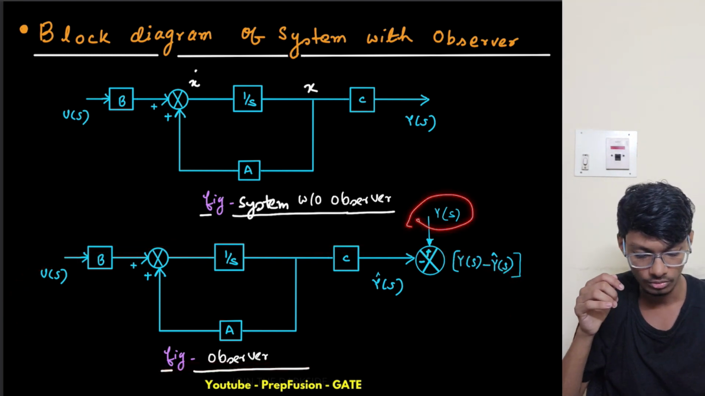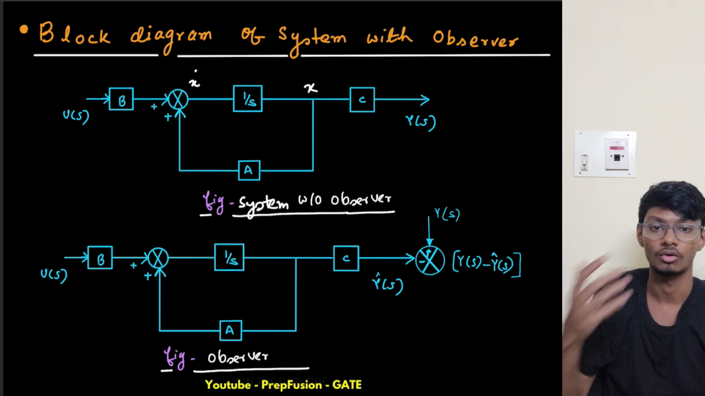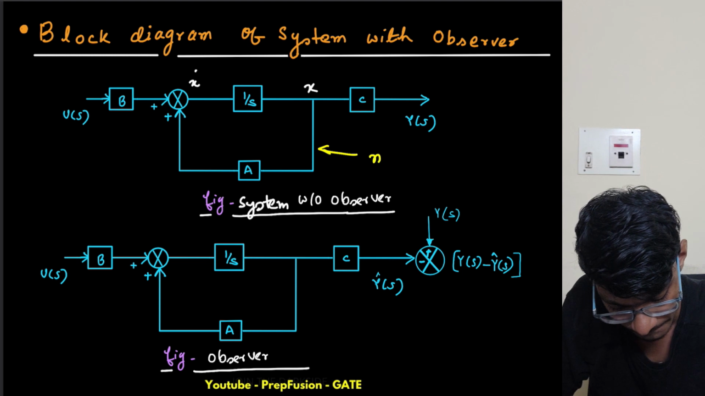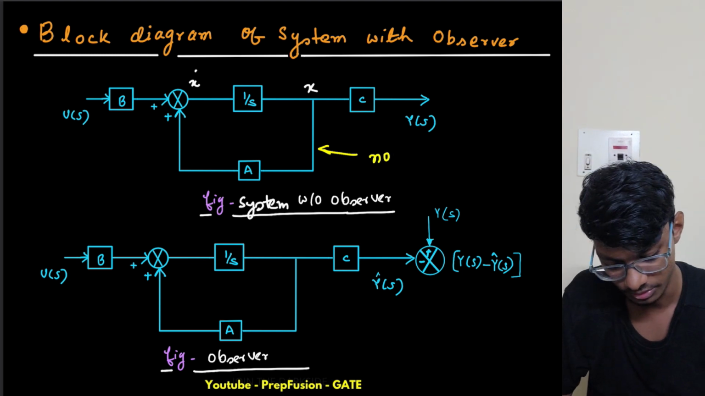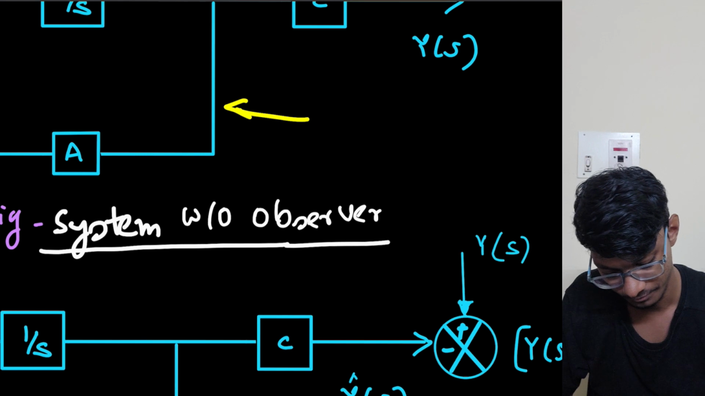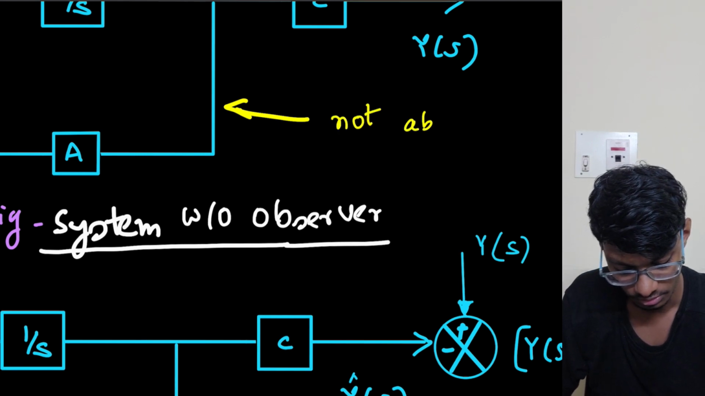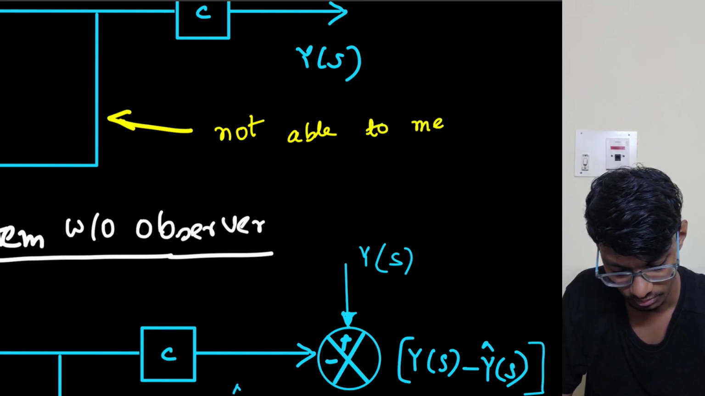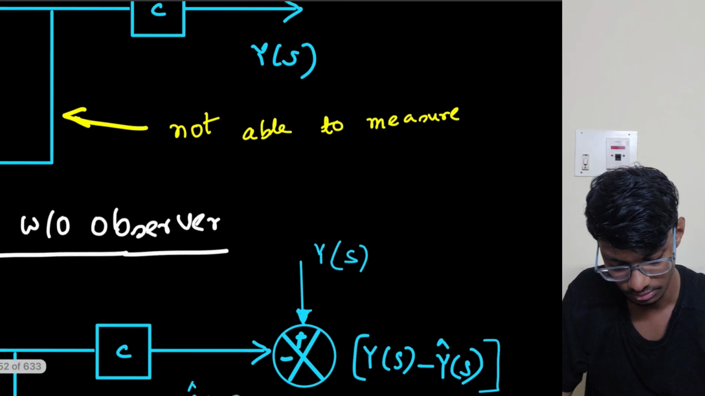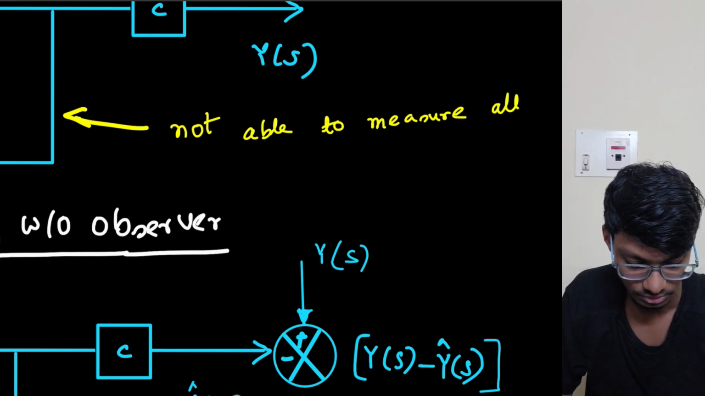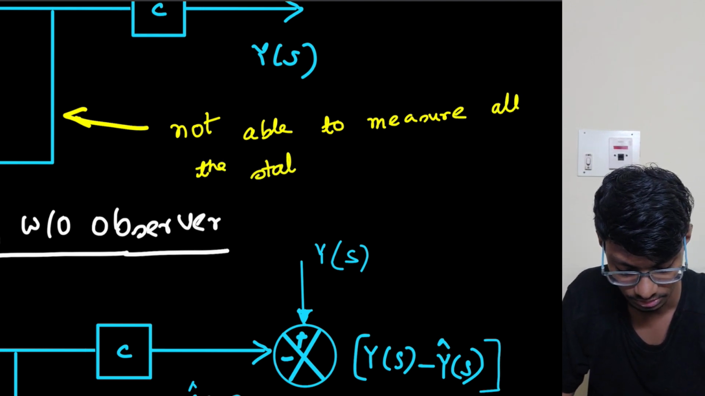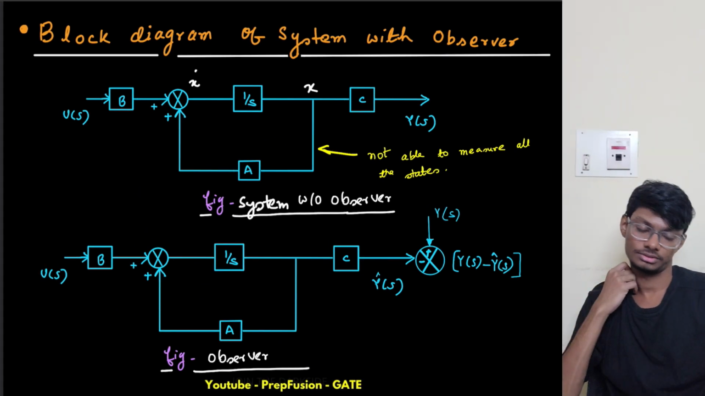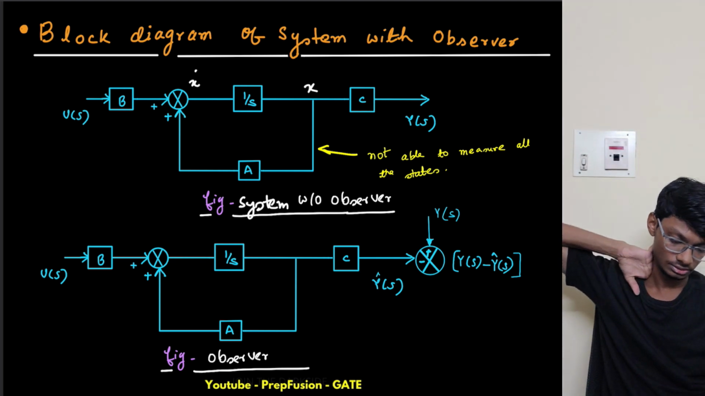So this is the output from this state, as we can't measure all the states. So here we are not able to measure all the states.